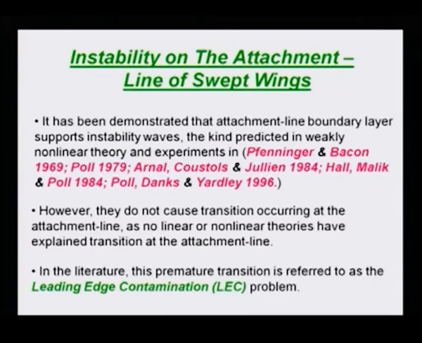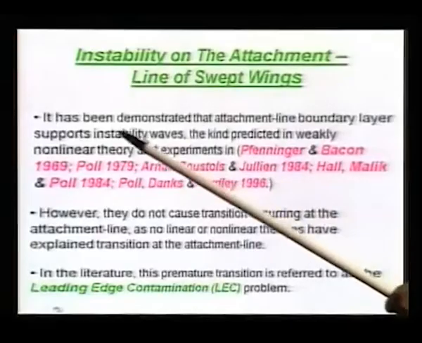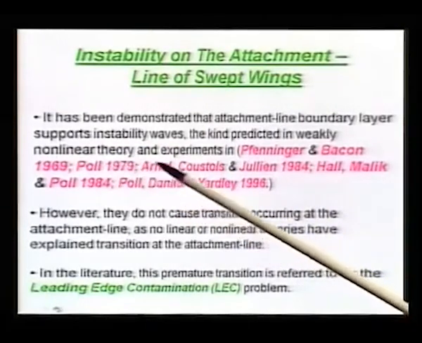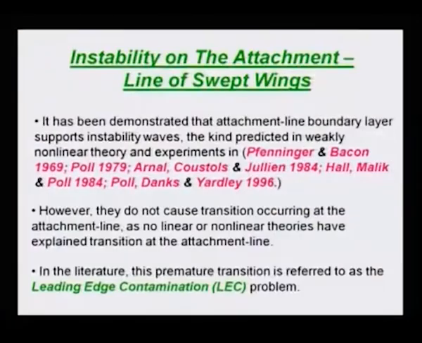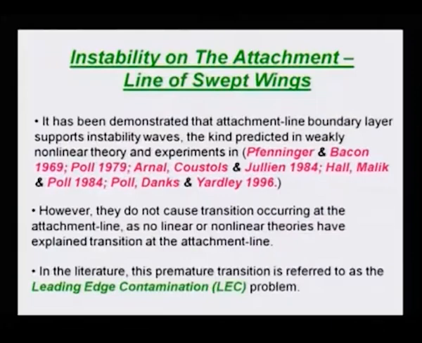Now, people were of course very much mystified for nearly 40 years. You can see that Feininger and Bacon in their 1969 paper conducted experiments, and what they were looking for was whether, on an attachment line boundary layer, we can see some kind of instability waves, and they did experimentally note this. These experiments were subsequently done by Pohl, Arnold et al., then Hall et al., and then Pohl et al. again, and you can see a continued interest, and it remained difficult to explain.